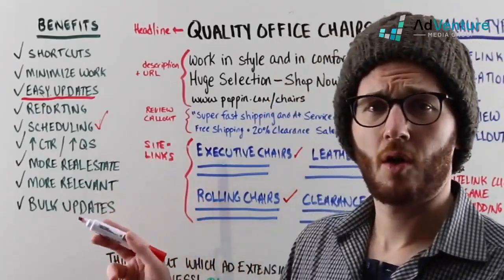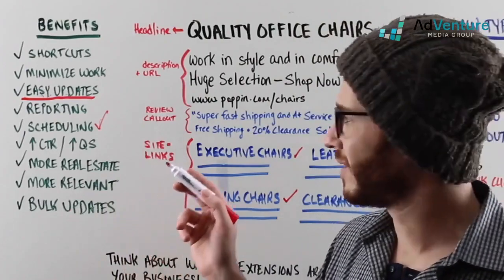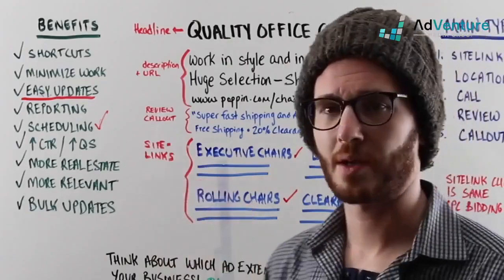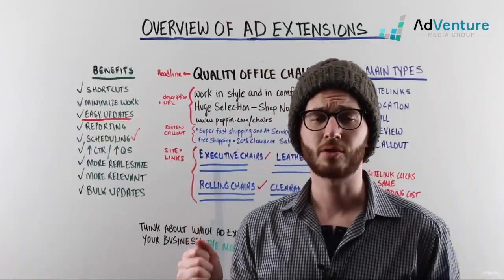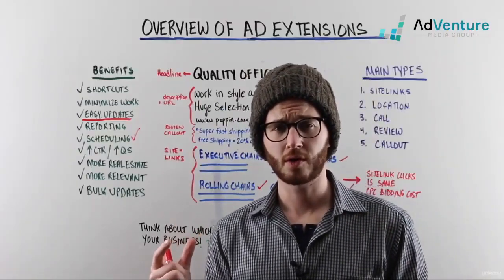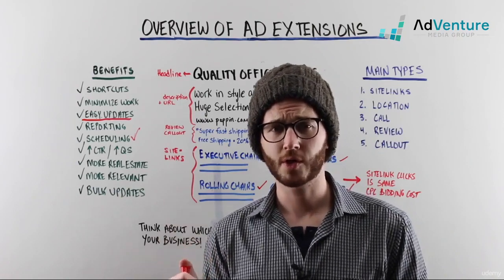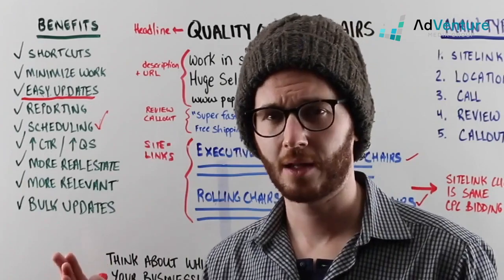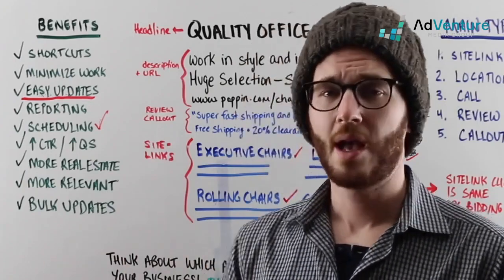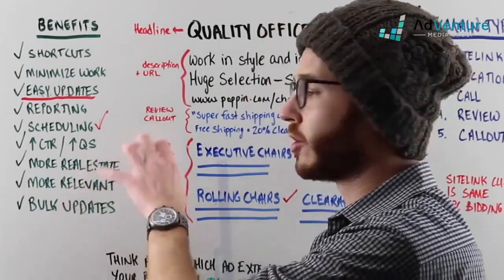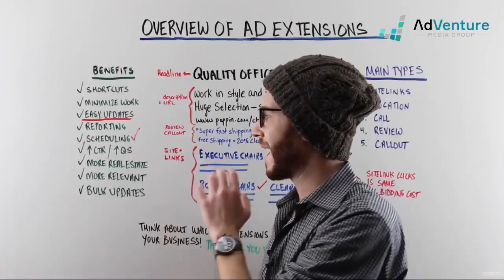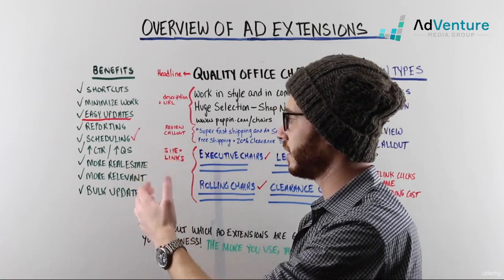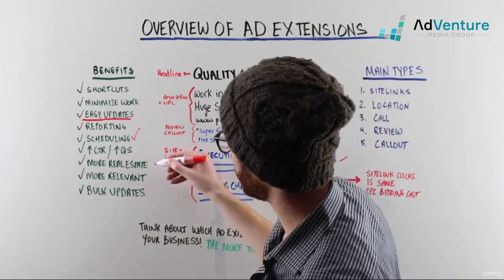Ad extensions almost guarantee an increase in click-through rate and an increase in quality score. Ad extensions are actually a component of quality score, like we saw in the previous video on quality score. Ad extensions are actually taken into account when your quality score is calculated. And you already know how important a good quality score is in determining your actual cost per click. Your click-through rate is going to increase drastically because we have two reasons.